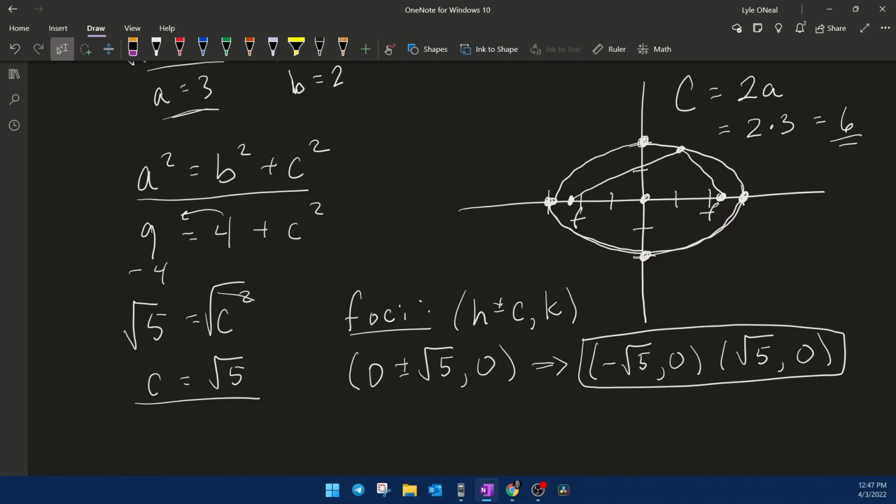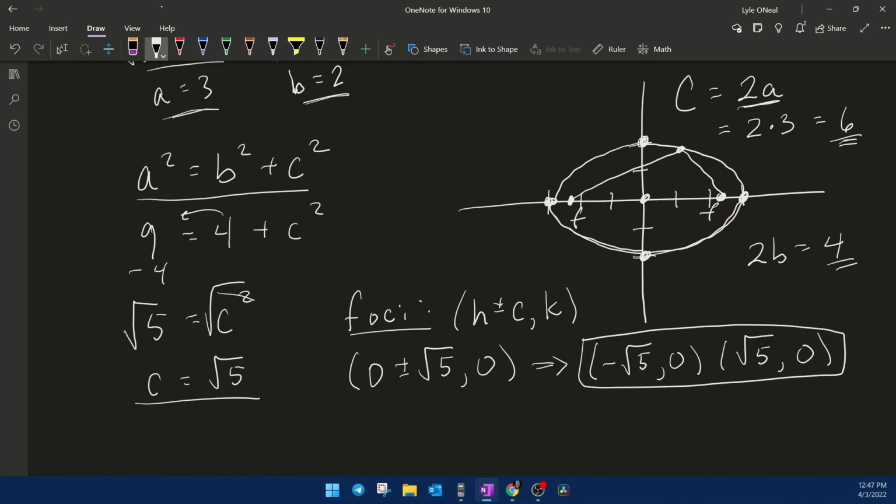And so at this point, I have found pretty much everything you could want to find, including the length of the major axis, which is 6. Oh, and I guess the other thing I might want to find is the length of the minor axis. Remember, that is 2b, and b was 2. So the length of the minor axis would be 4.